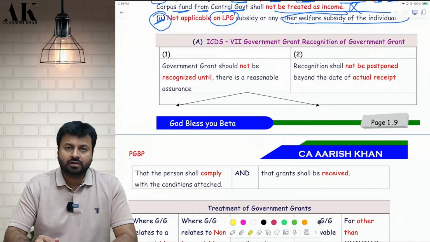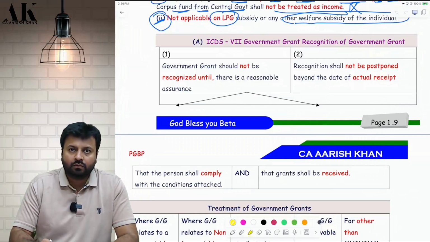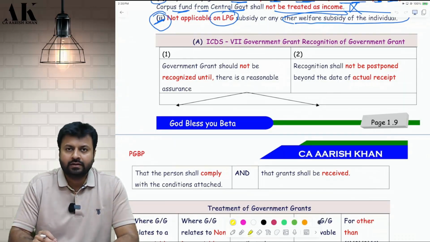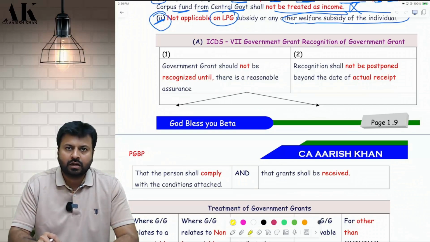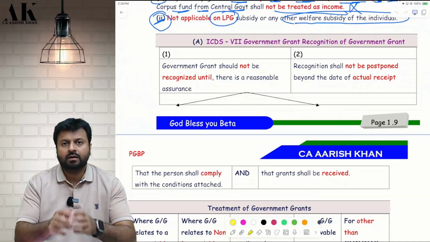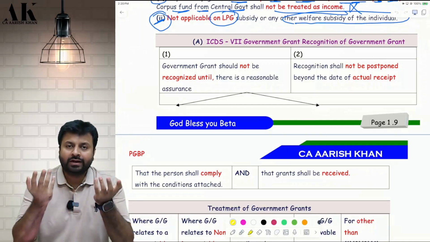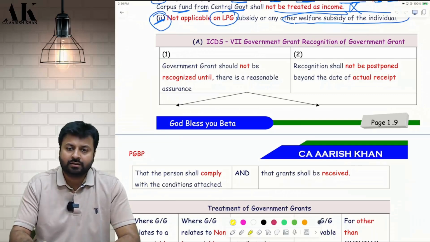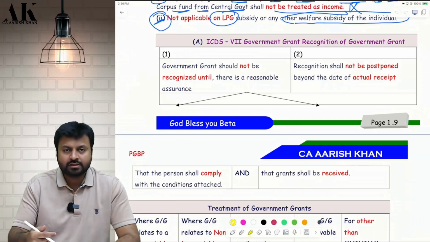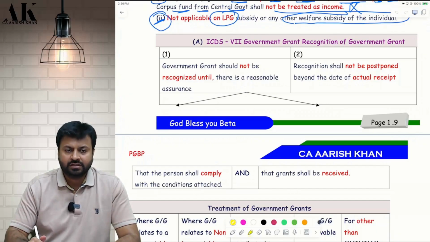So when the government grant should be recognized, what should be the timing of taxability? At what point of time you should pay tax on the government grant? And secondly, how much tax you should pay on the government grant? How it will be recognized? So there are two questions mainly we need to answer over here. One is when you will recognize the government grant, and secondly, how you will recognize the government grant under the income tax law. So these two important questions are addressed by ICDS 7.